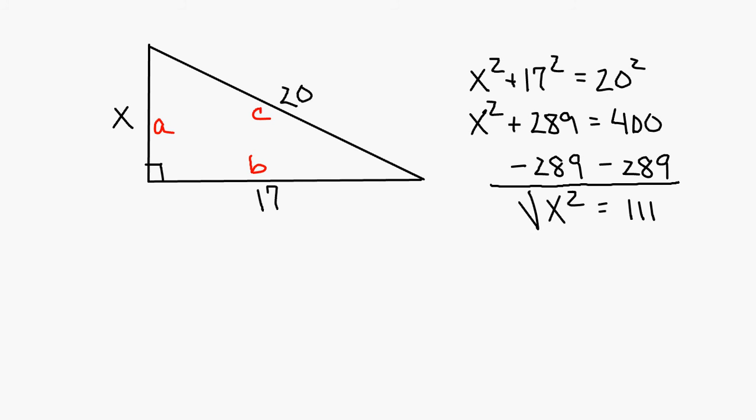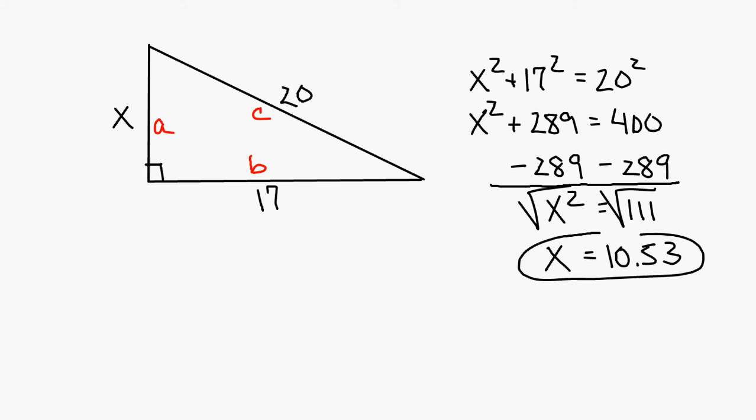And then you're going to find the square root of 111. So x would equal 10.53. So there's your third side of the triangle. Everybody okay with that portion of the assignment? You're just finding the third side of a right triangle. Use the Pythagorean theorem.